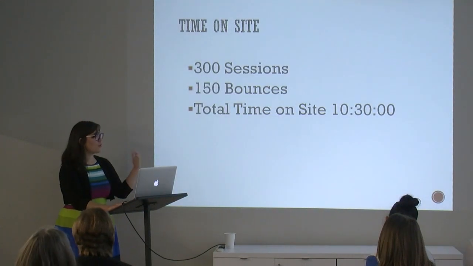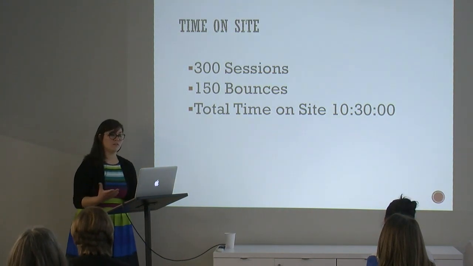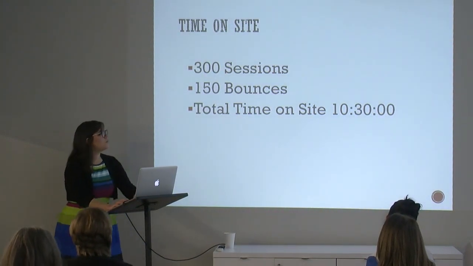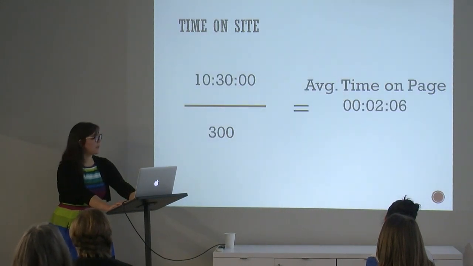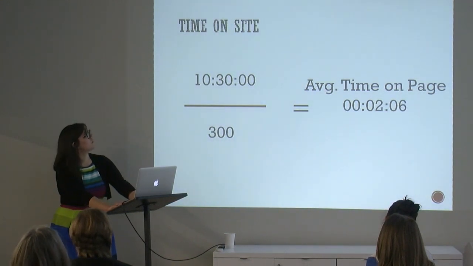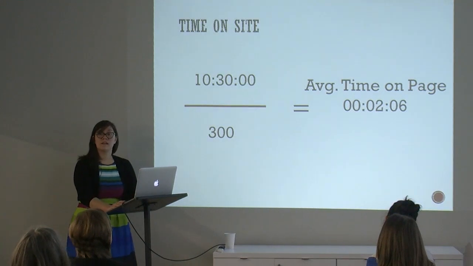Say you have 300 sessions, 150 bounces, and the total time on site was 10 hours, 30 minutes. Your average time on site would then be 2 minutes, 6 seconds. So you would take 10 hours, 30 minutes divided by 300, you get an average. Actually, that's supposed to be time on site. Sorry about that, typo. But it's supposed to be 2 minutes, 6 seconds.